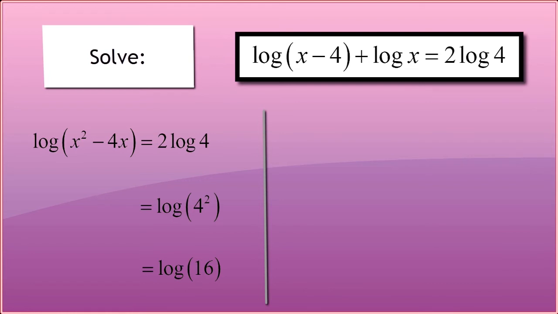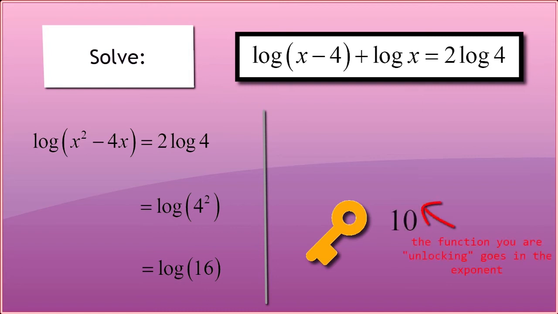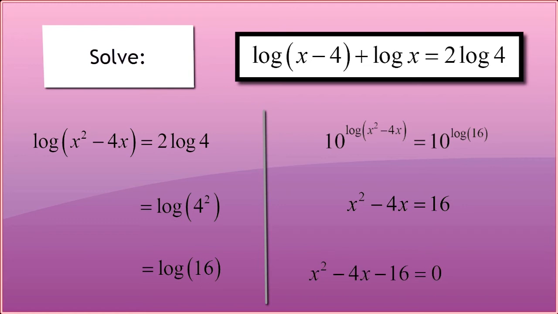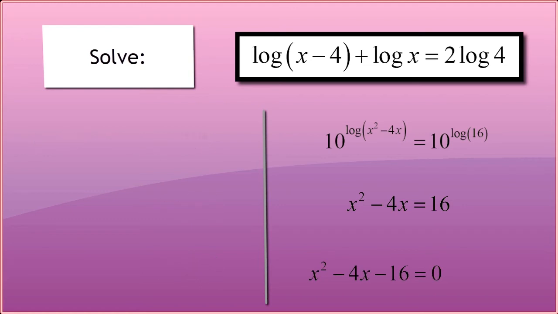To unlock x, we need to use the key, which is an exponential function with the same base. In this case, this is the exponential function with base 10. Applying the exponential function 10 to both sides, we can now solve for x. Doing this is called exponentiation. We are left with a quadratic equation. This equation is not easily factorable. Instead, it is best to solve it using the quadratic formula.